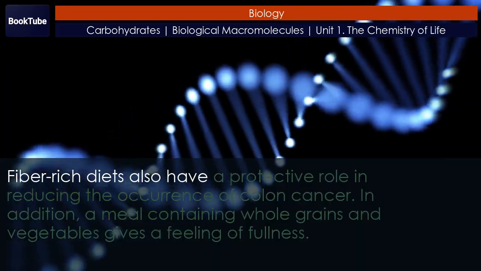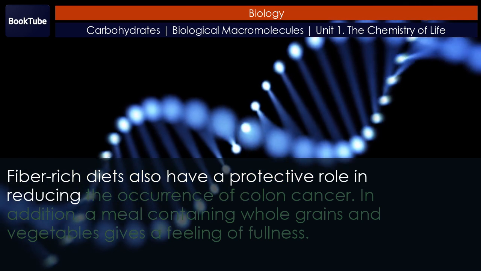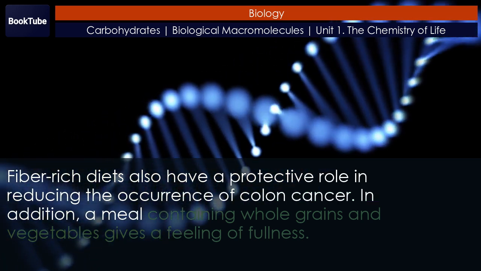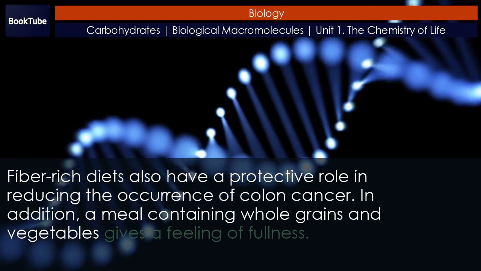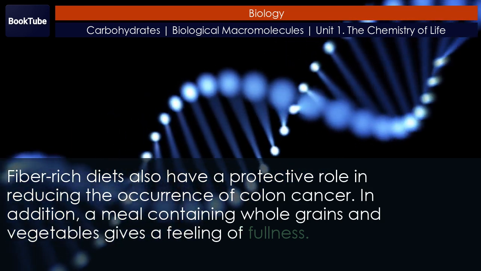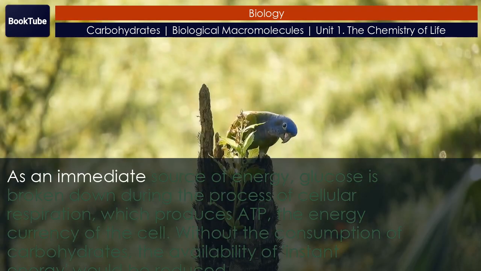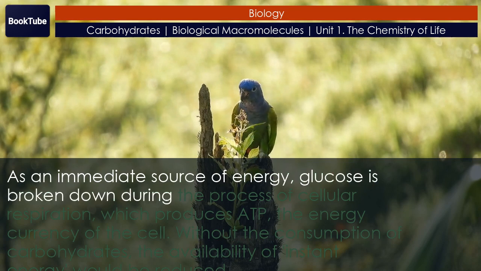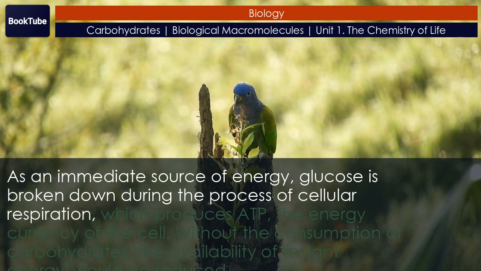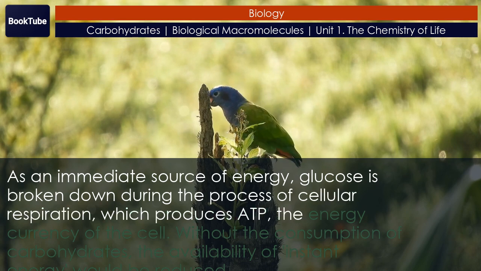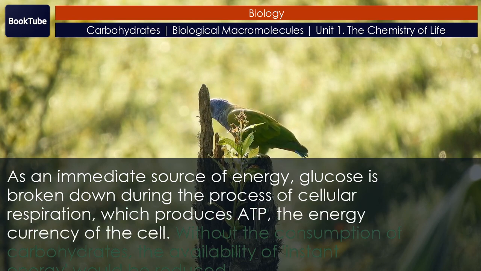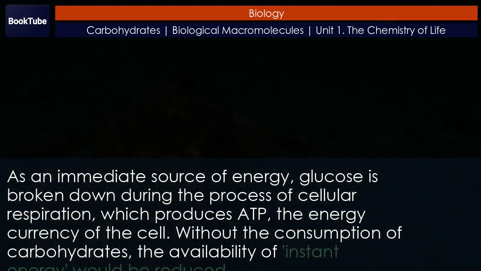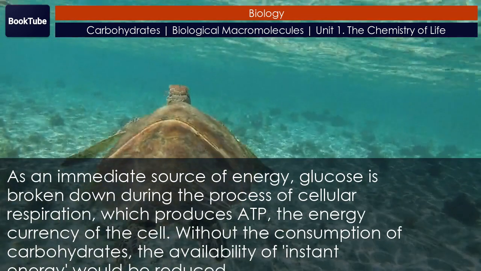Fiber-rich diets also have a protective role in reducing the occurrence of colon cancer. In addition, a meal containing whole grains and vegetables gives a feeling of fullness. As an immediate source of energy, glucose is broken down during the process of cellular respiration, which produces ATP, the energy currency of the cell. Without the consumption of carbohydrates, the availability of instant energy would be reduced.